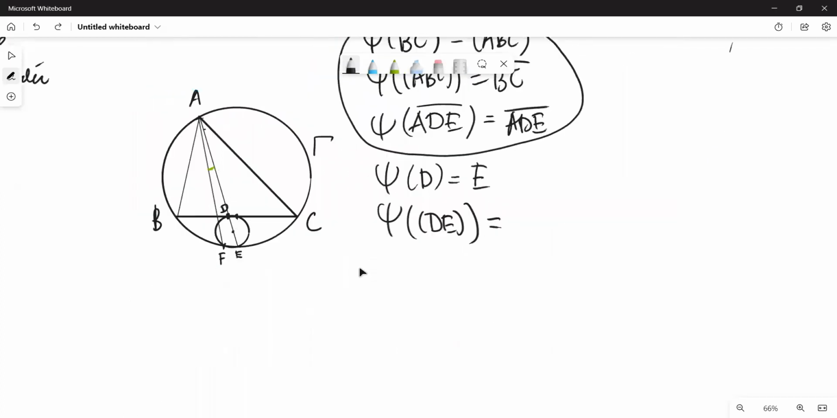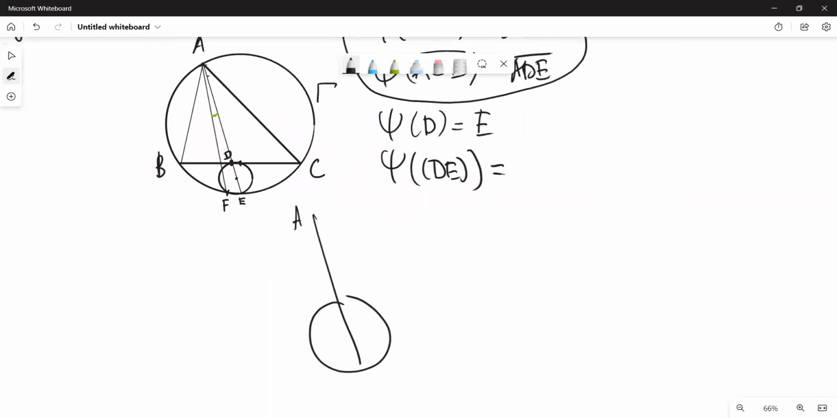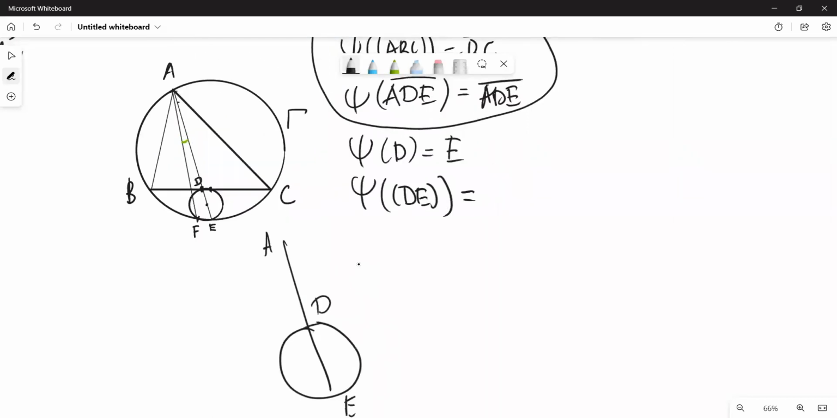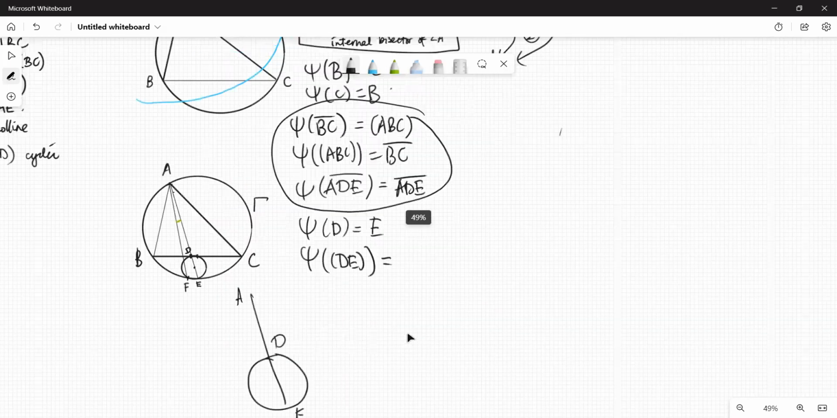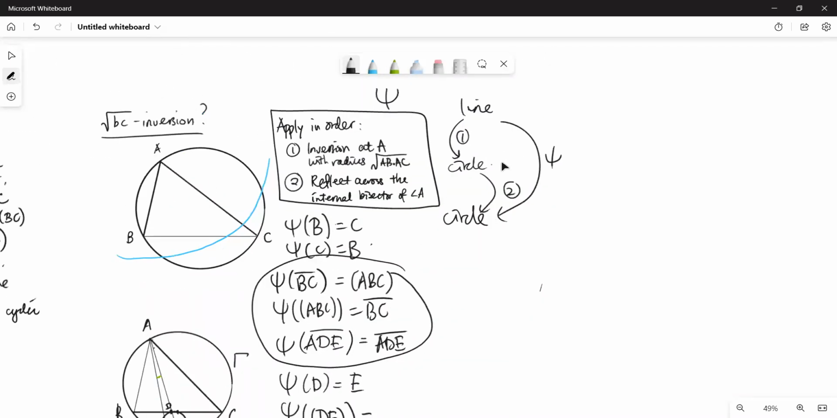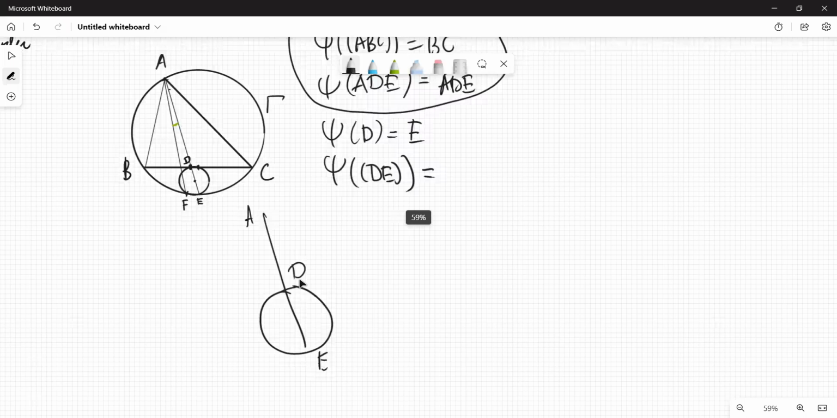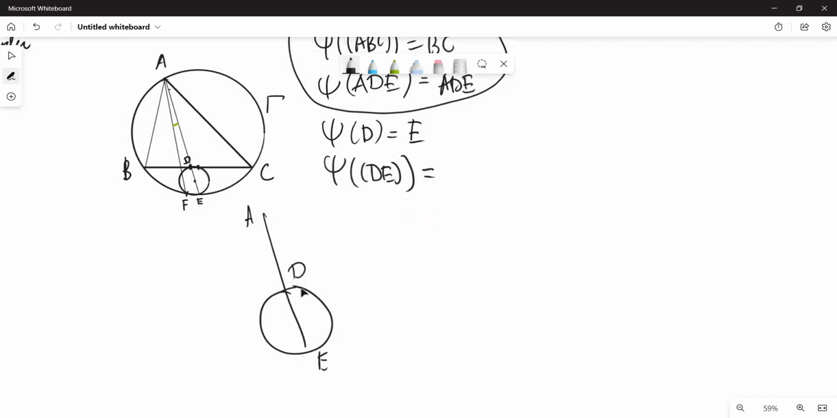So if you look at the points on it, A is here, D is here, E is here. After the transformation phi, which is the square BC inversion, D and E swap, right? D and E swap. So the resultant circle, the image of this circle, must also pass through D and E. Okay, so you might say it's exactly itself, which is correct, but I need to ask one more question.